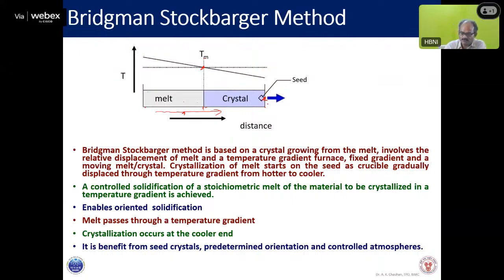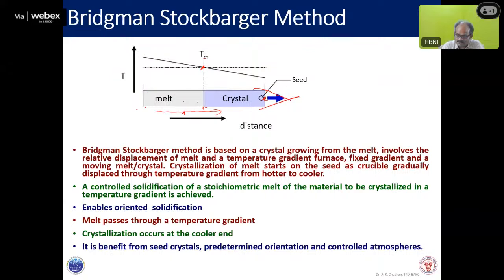For that, you need to provide a very small area, small volume where the growth starts. In that case, this should be of this shape. This method is called the Bridgman-Stockbarger method. So the Bridgman-Stockbarger method is based on a crystal growing from melt. It involves the relative displacement of melt and a temperature gradient furnace, a fixed gradient, and a moving melt and crystal. So the gradient is fixed, and the melt and crystal both are moving.